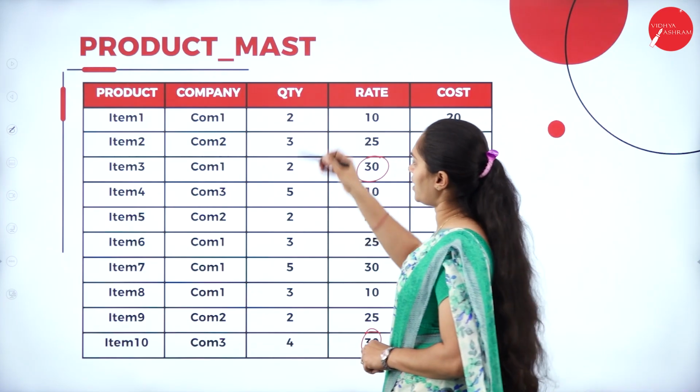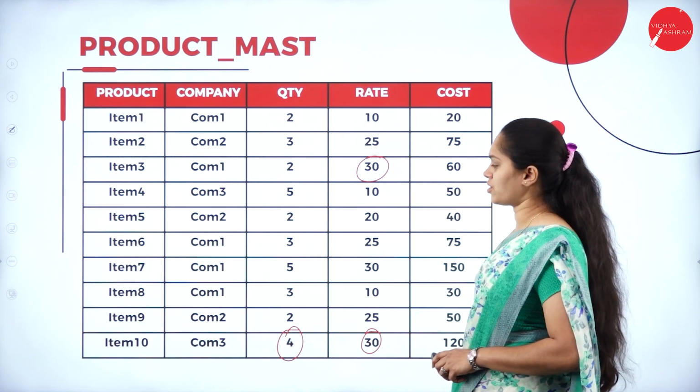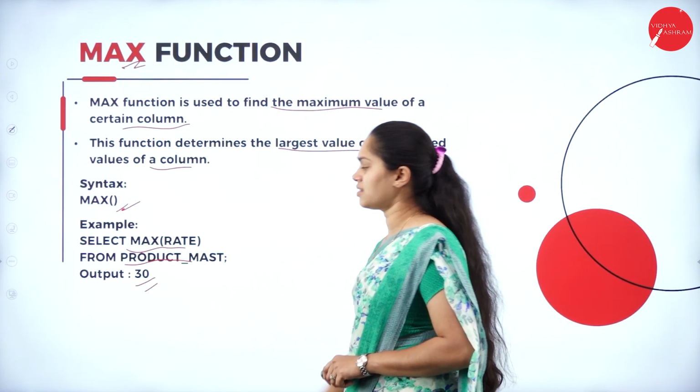And if you write the same query with quantity, then which will be the maximum value? That is 4. That will be written as 30 here.